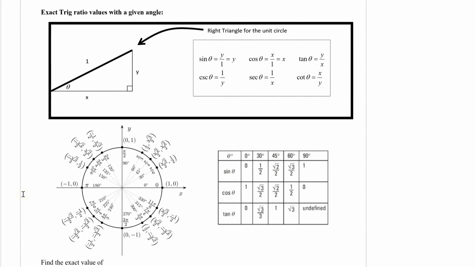So this is finding the exact value of our trig ratios. And you want to think about it like this. We have some point x comma y. And if we make the radius 1, then we'd have x and y. That gives us our point.